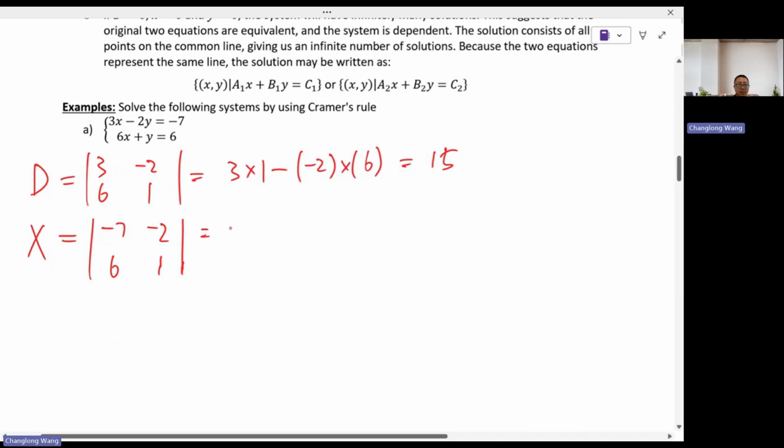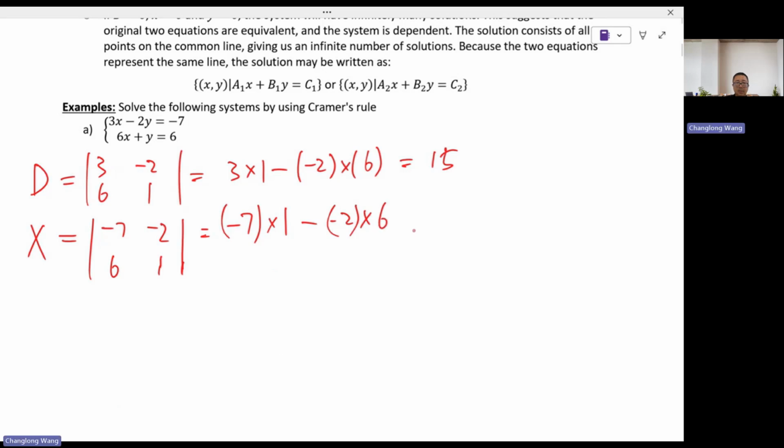Be careful with the signs. -7 times 1 minus -2 times 6, right? What is that? -7 plus 12, so 5, right?